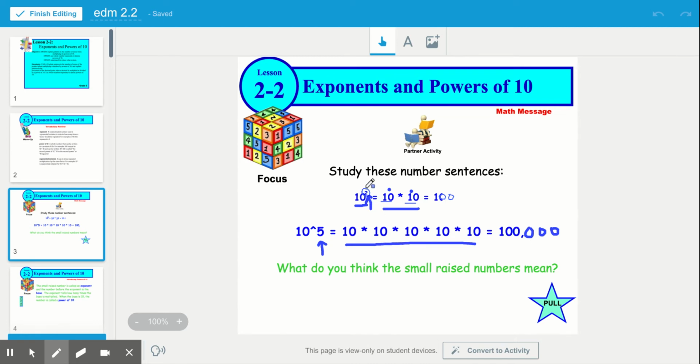I'm going to show you another little tip. We've got a 0 and a 0 in 100. We've got 2 tens, 2 zeros, and an exponent of 2. Well, 1, 2, 3, 4, 5. I have 5 zeros in 100,000, 5 tens, and an exponent of 5.